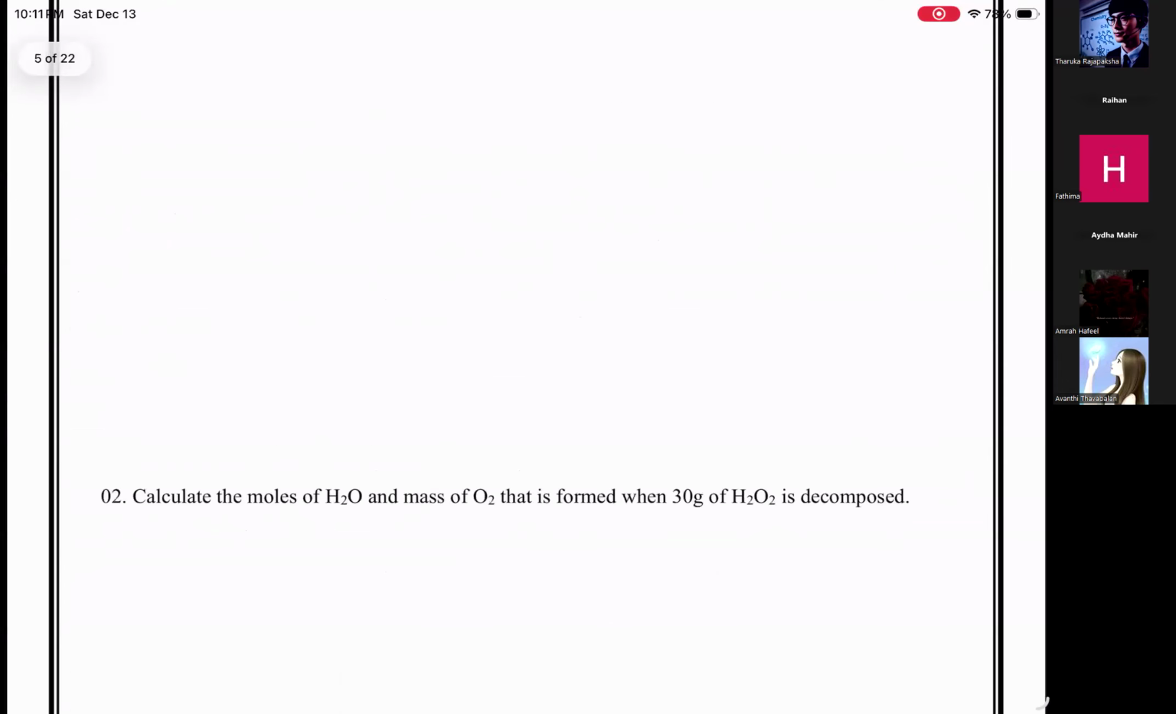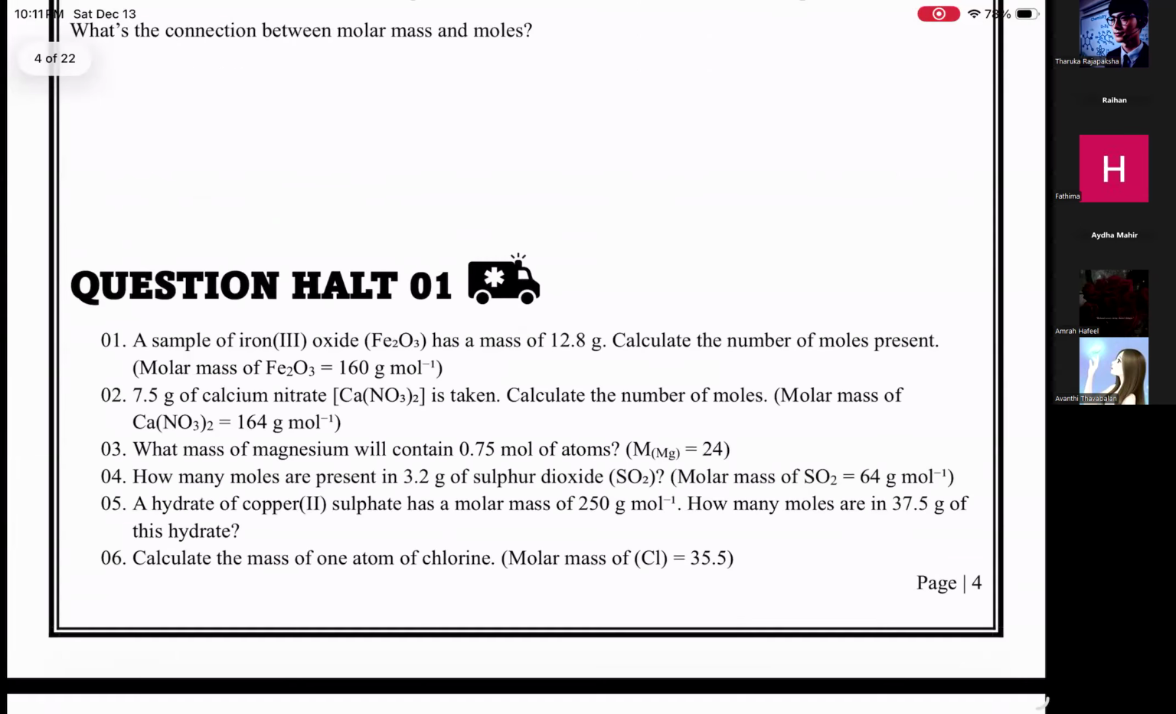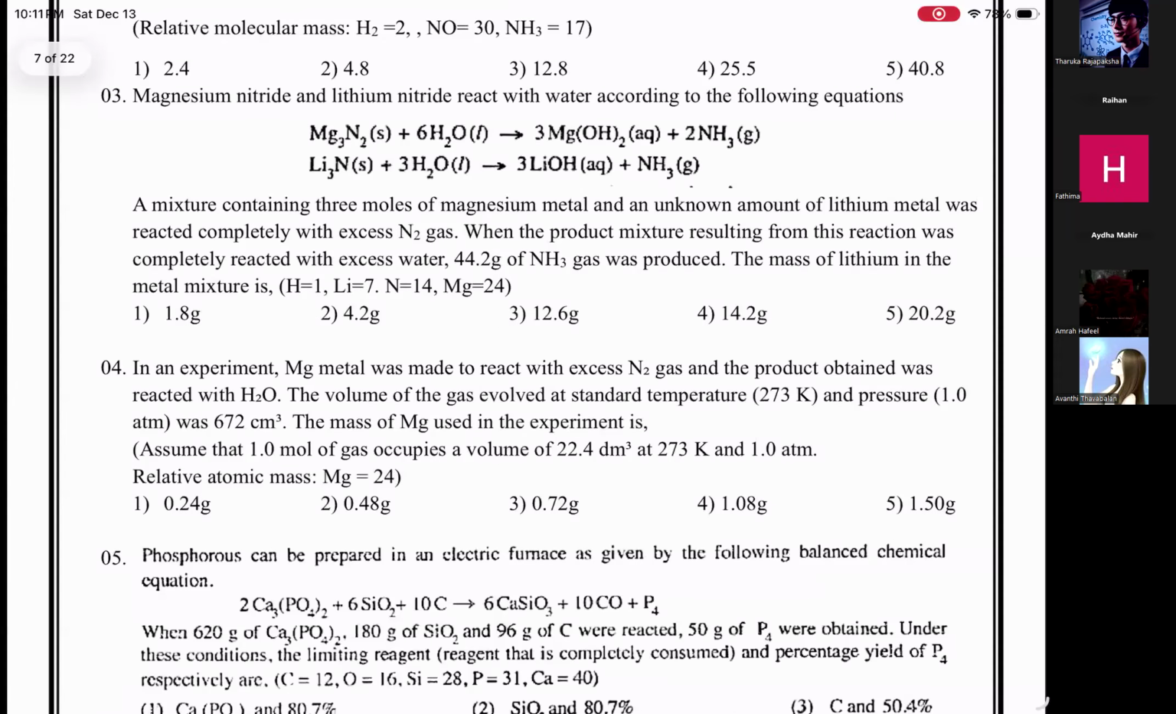Then we are going to introduce the mass and the moles concept into stoichiometry. And then we are learning about reactions and then limiting reagents. You can see limiting reagents are coming up. And then another question pattern will be coming up.